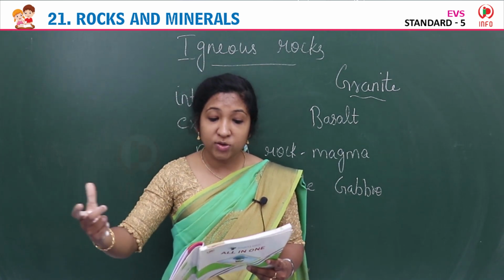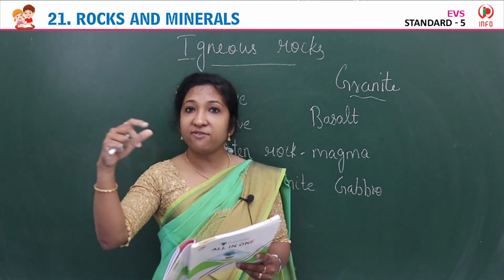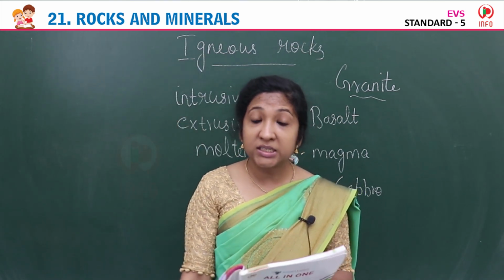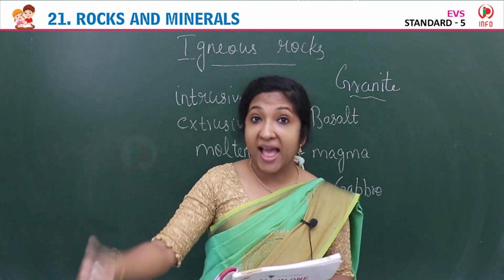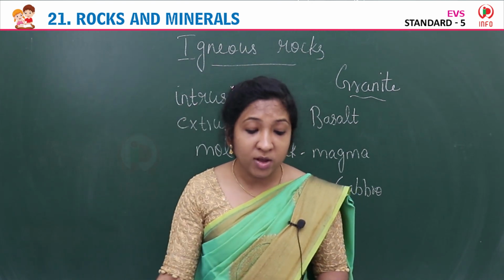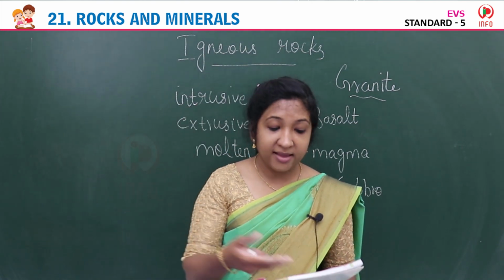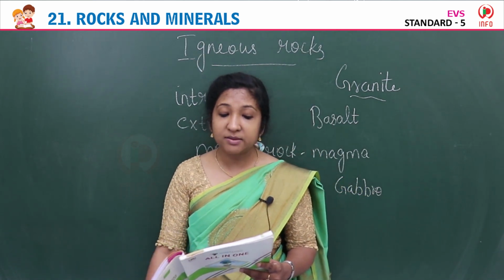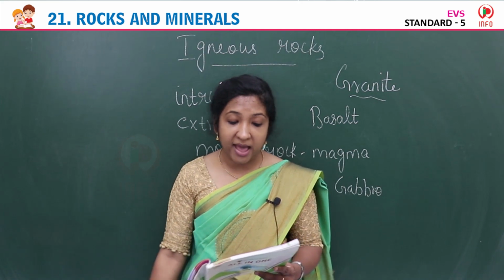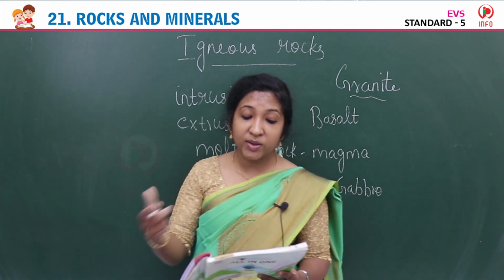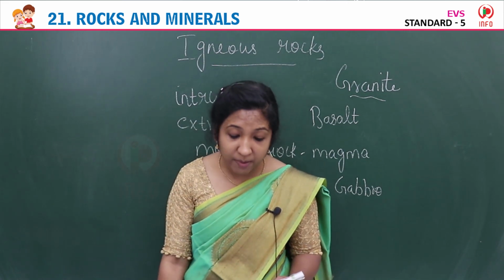Once the red hot lava, molten rock or magma, comes out of the earth and comes in contact with land or water, it begins to cool and changes into igneous rocks. Examples we learned are granite and gabbro. Granite is made up of three common minerals: quartz, mica and feldspar.